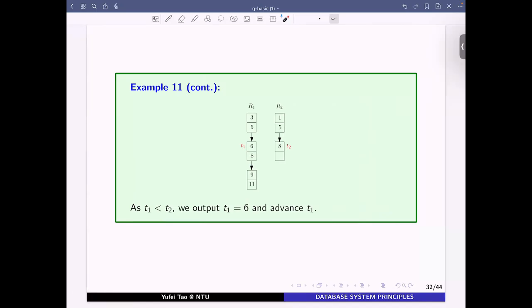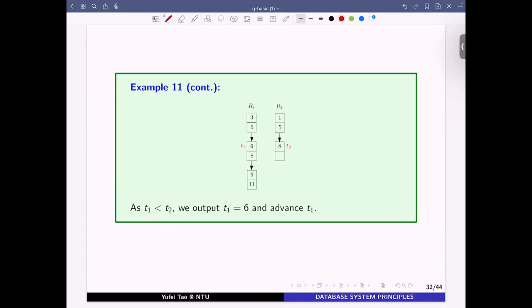So after that, we have this situation here. Now we can see T1 is pointing to 6, T2 pointing to 8, right? So this is the case of T1 less than T2.